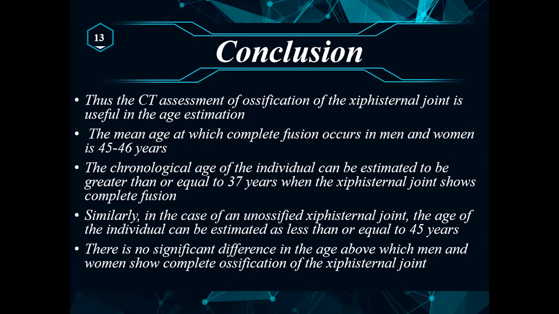Similarly, in a case of unossified Xiphisternal joint, the age of the individual can be estimated as lesser than or equal to 45 years. There is no significant difference in the age above which men and women show complete ossification of the Xiphisternal joint.